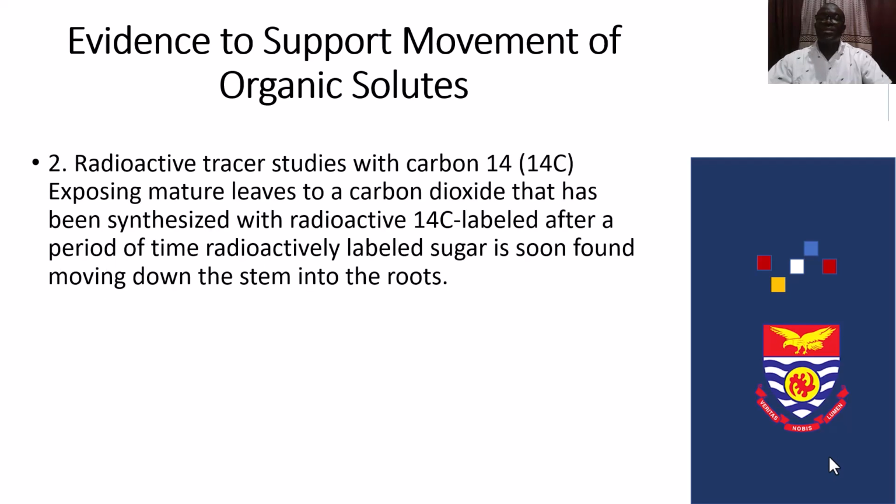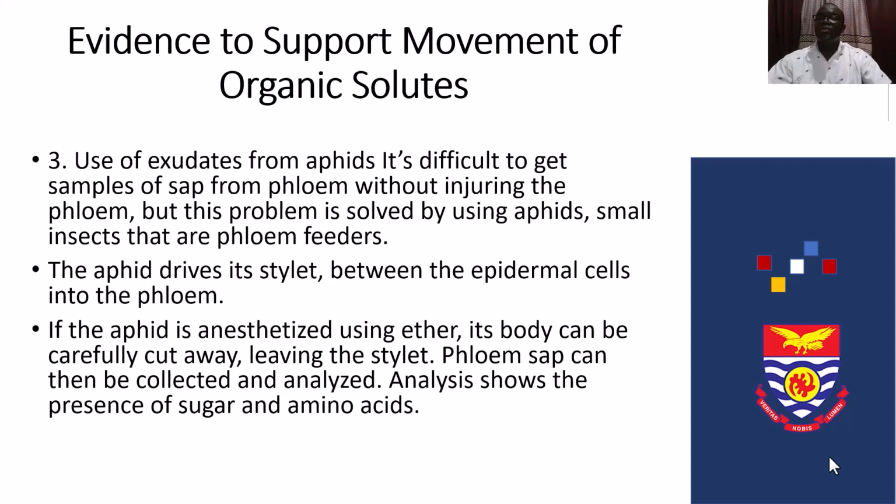Radioactive tracer studies with carbon-14: mature leaves are exposed to carbon dioxide that has been synthesized with radioactive carbon-14. After a period of time, radioactively labeled sugar is soon found moving down the stem into the roots.